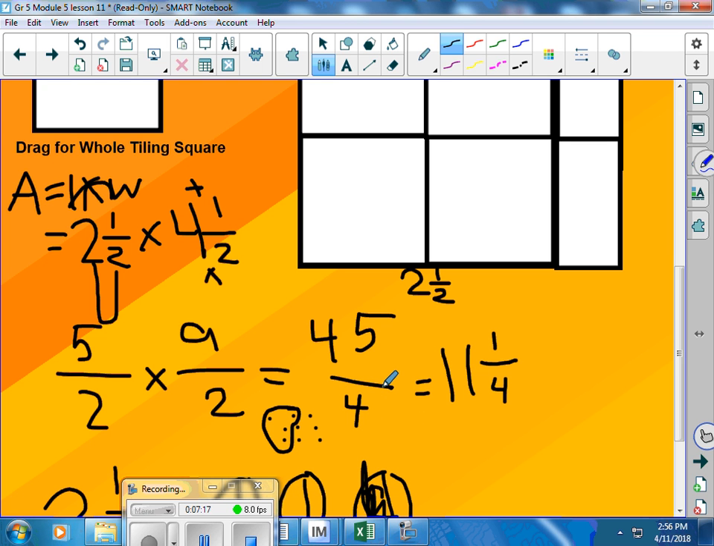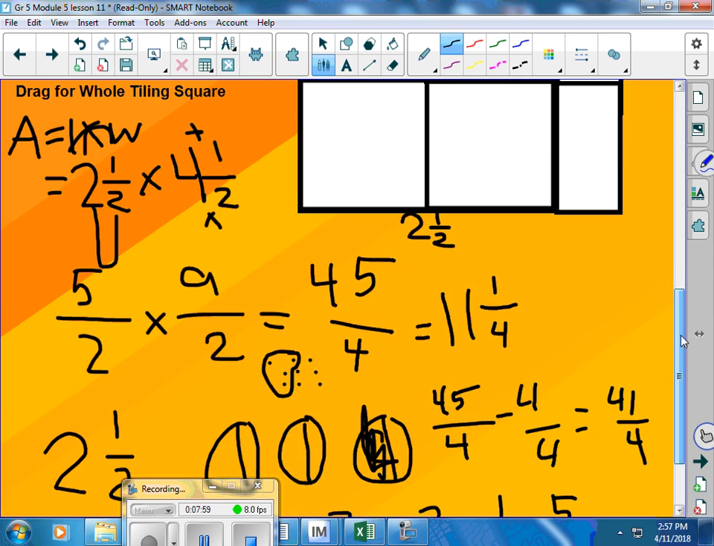The other thing that you can do is you can keep pulling out wholes. So if I have 45/4, I can pull out, take away 4 minus 4, which is 1 whole. Now that is not the most efficient way to do it because I would have to do that 11 times before I got down to where this was a proper fraction. So I'm not going to do that, but that's another way of doing it if you have smaller numbers that you're working with. So my area for rectangle A would be 11 1/4 square.